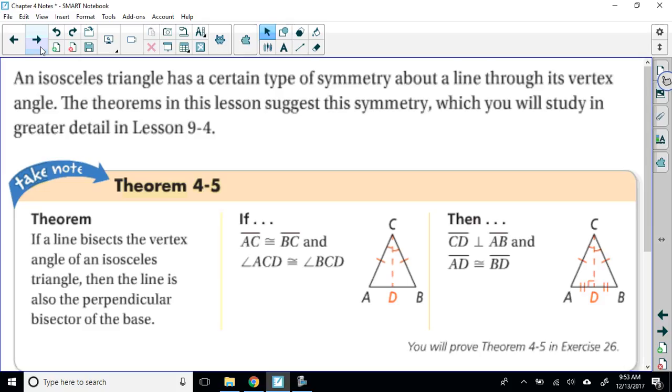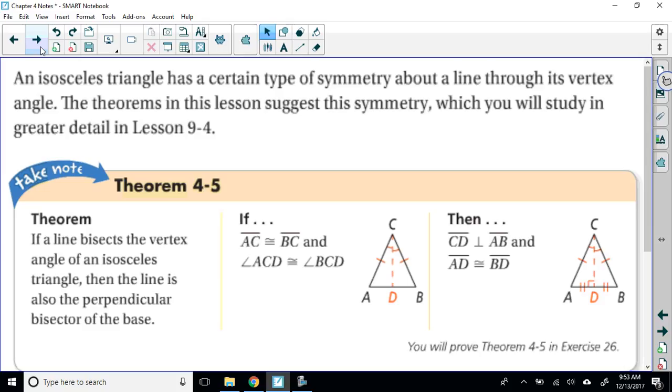So up next then, we're looking at isosceles triangles. They have a certain type of symmetry about them, about a line through the vertex. The theorems in this lesson tell us that there is symmetry going on, which we'll study more in chapter 9. So let's look at theorem 4.5.